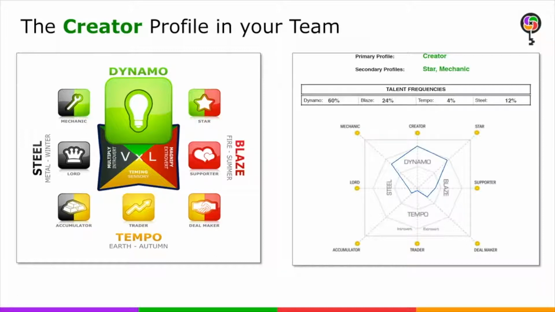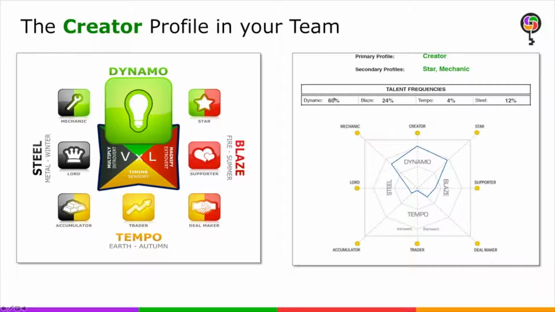The challenge for them is that they have a tempo energy of 4, as you can see right at the bottom here. And tempo, as you'll see on the left-hand side, is all about the earth energy. It's all about timing and being very sensory and aware of people's feelings, those kind of things. And they're going to struggle with that.